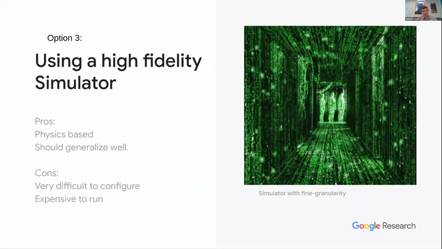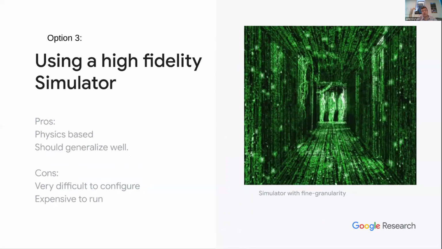The third approach, we can call this maybe the EnergyPlus approach, although I'm sure there are alternatives, is using a very high fidelity simulator. On the one hand, the pros here don't need to be said. It's physics-based. It should generalize well. It should be high accuracy.